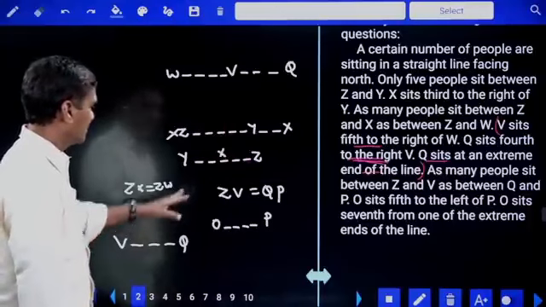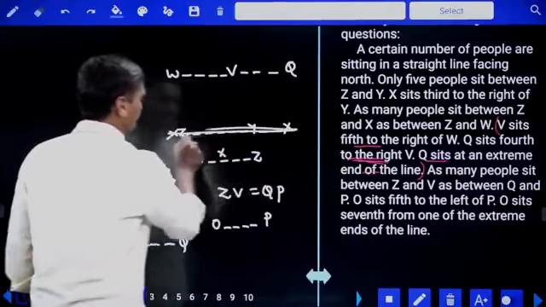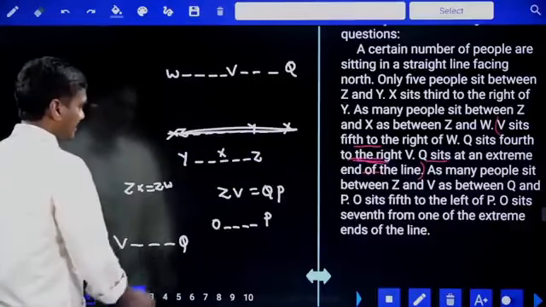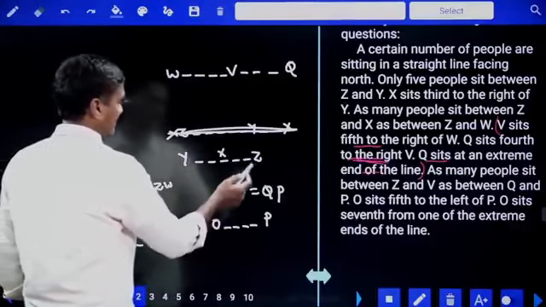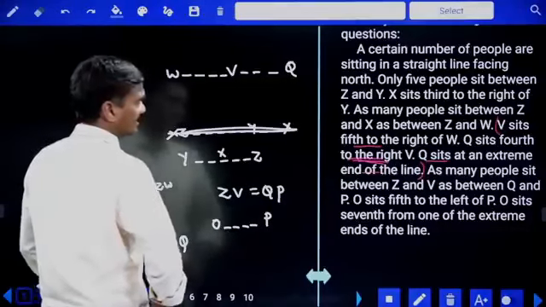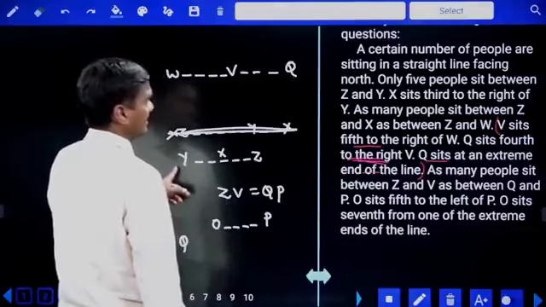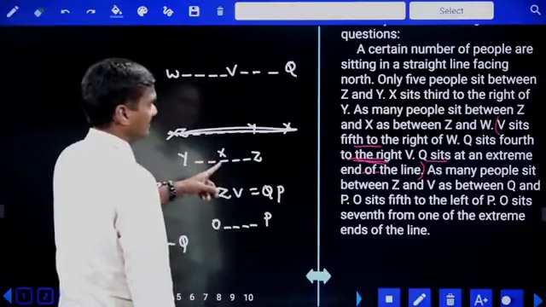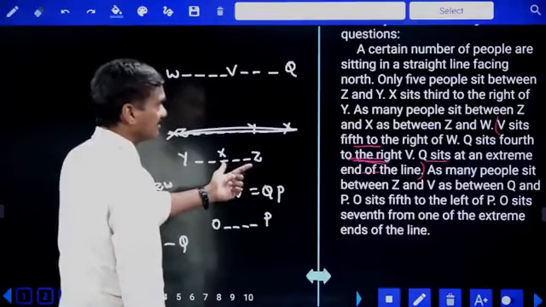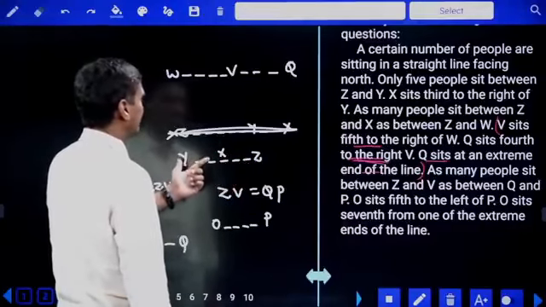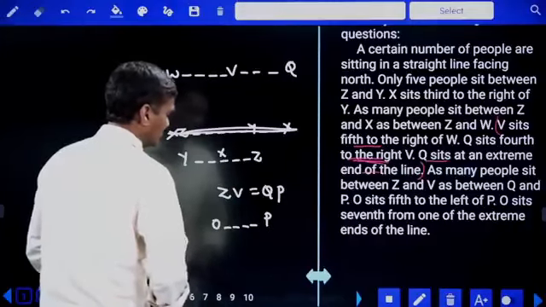Then next one, Z and V equals to Q and P. Now ఈ కేసు పోయింది కాబట్టి ఇంకా మనకి మిగిలింది ఈ కేసు. Now ఈ కేసు ప్రకారం మనకి Z and V equals to Q and P. Number of persons between Z and V. Only 5 people sit between Z and Y. X sits third to the right of Y. As many people between Z and X, and the same number of persons between Z and W. Z and W మనకి ఎంత మంది ఉండాలి చెప్పండి? 2 members. Z కి W కి మధ్యలో మనకి 2 members ఉండాలి.